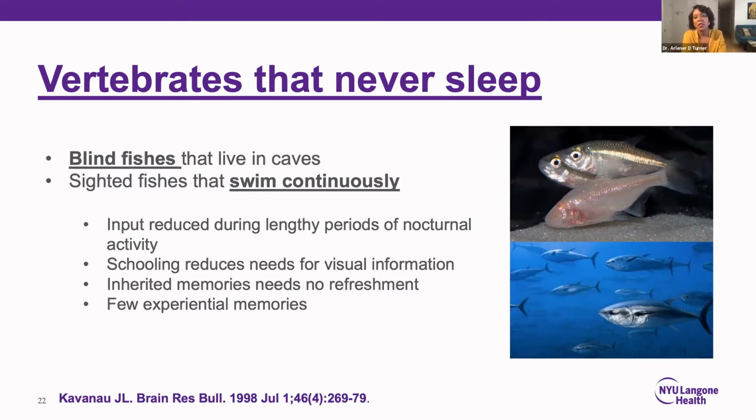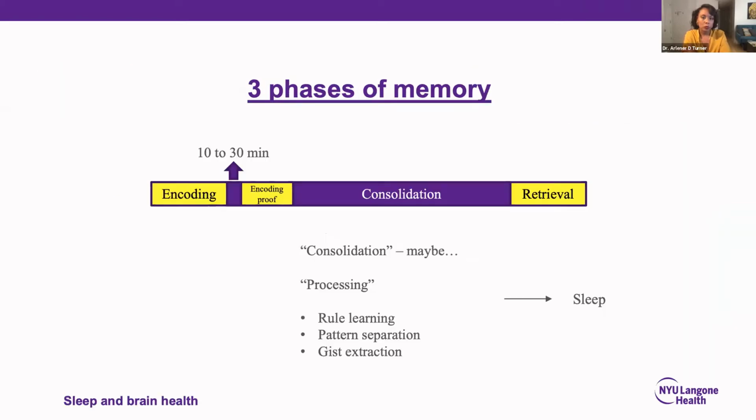And for the blind fish, they can't see. And because they're fish, they tend to be in schools. There's a reduced need for them to use visual information. And they tend to inherit memories and things that they need to survive. And so they don't need to consolidate memories. They don't need to use the brain power that we as humans would need to use, and therefore they don't need to sleep as much.